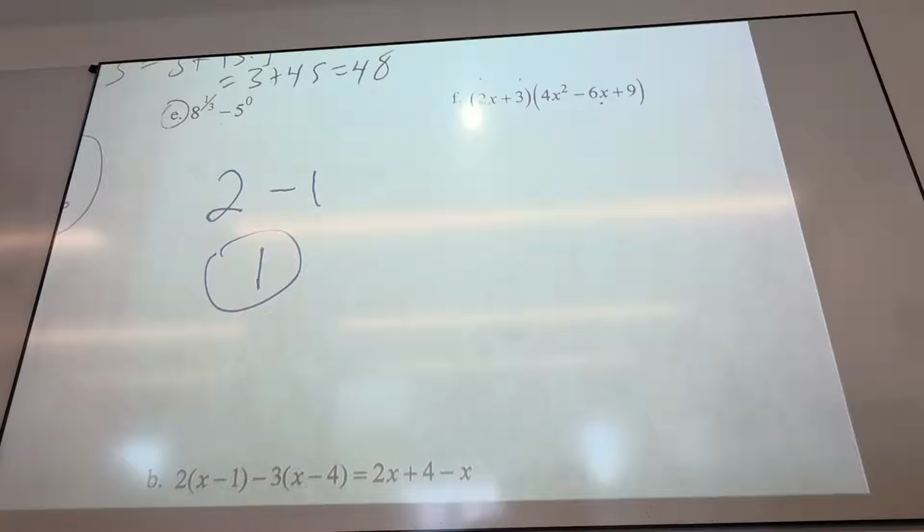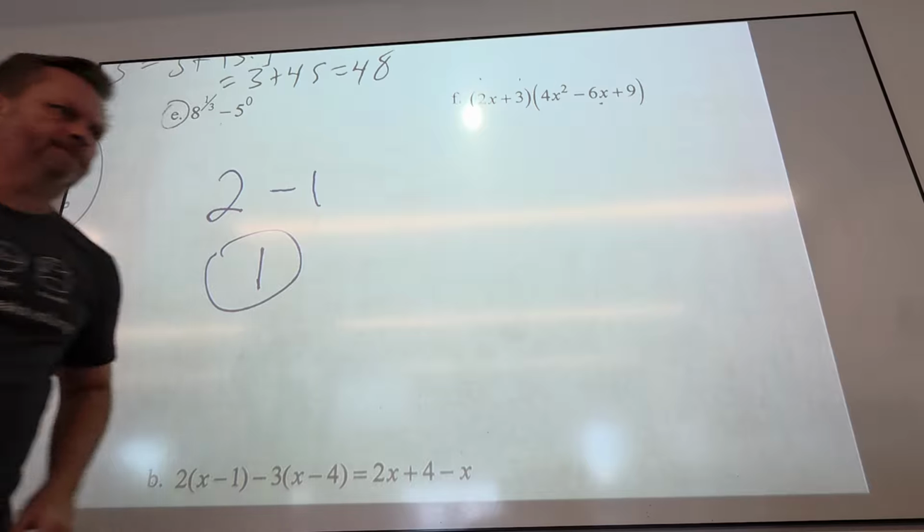2, 4, 6. Okay, missing 5 people. 15. Let's see. Yeah, okay, we'll see.